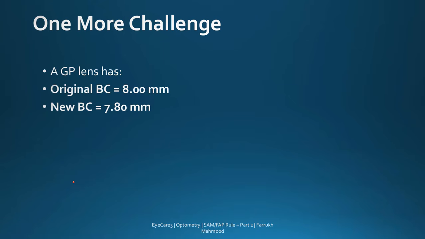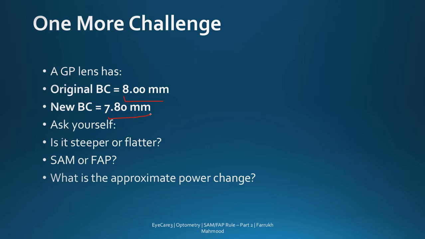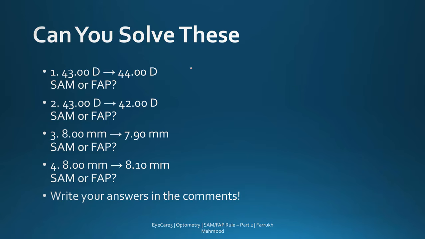One more challenge for you. A GP lens has original base curve 8 mm, the new base curve is 7.8 mm. So ask yourself, is the lens fit steeper or flatter? Do we apply SAM rule or FAP rule, and what will be the approximate power change? Solve this question and tell me in the chat box your answers that I will evaluate later on, and some more examples for you to solve. Do solve these examples and write your answers in the comments.